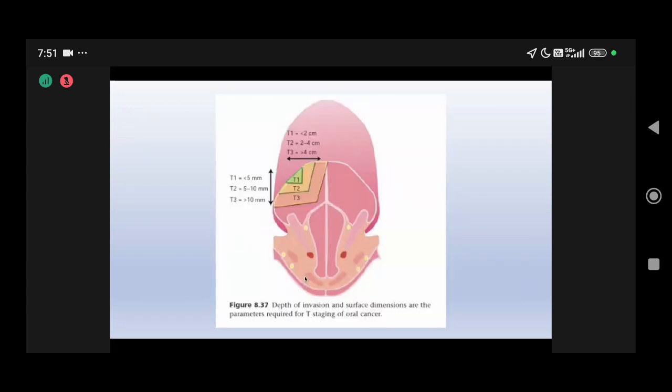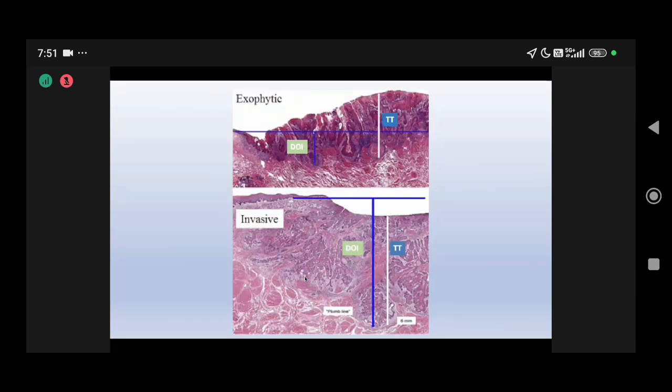As we previously talked about, AJCC 8 has included the depth of invasion in the classification of the disease, and it has something to do with your imaging also. At this point, let us find out how the depth of invasion measurement changes in a tumor which is exophytic versus one which is invasive.